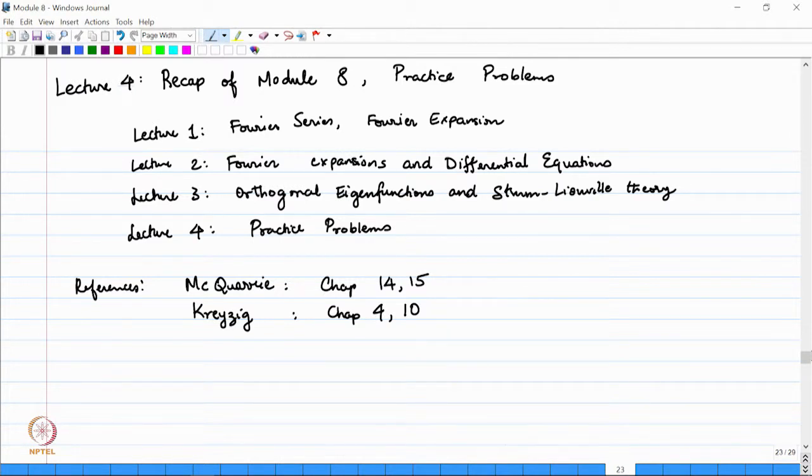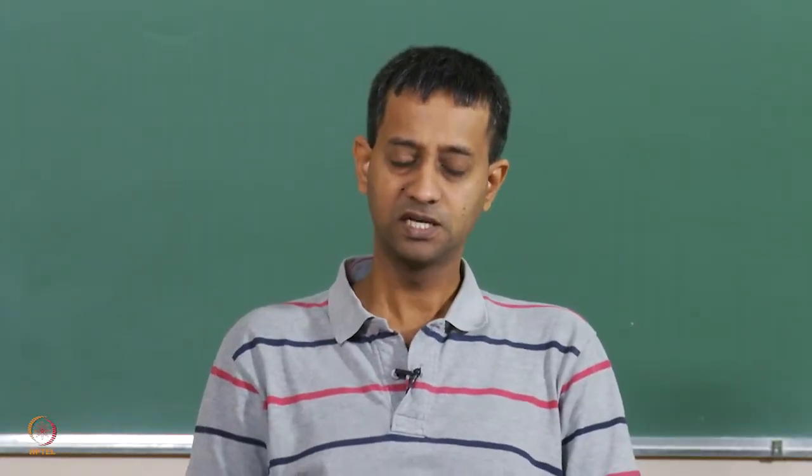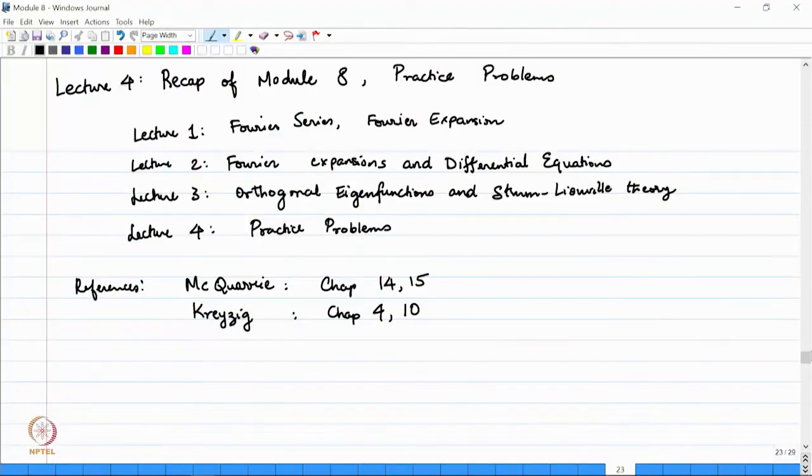In this module we basically learnt about Fourier series and about orthogonal eigenfunction expansion. In the first lecture we discussed Fourier series and Fourier expansions. We saw how we can write a function in terms of its Fourier series, what a Fourier series is. Then we looked more at Fourier expansions. We looked at various functions and what their Fourier expansions look like, and then we also saw how to solve differential equations using Fourier expansions.